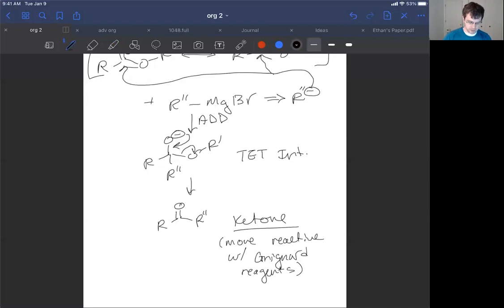So this is more reactive with the Grignard reagent. And this is just the Grignard reaction, which we've looked at in many contexts now. So we're going to let another molecule of R'' minus engage this species, and you could consider either resonance structure.